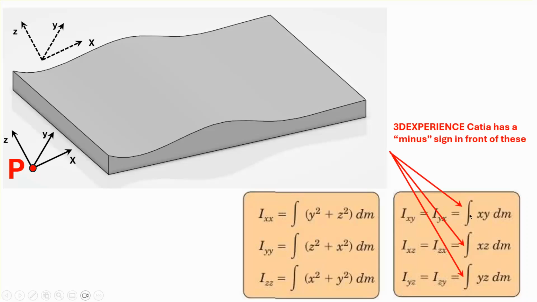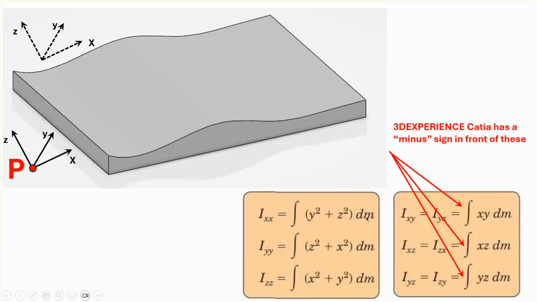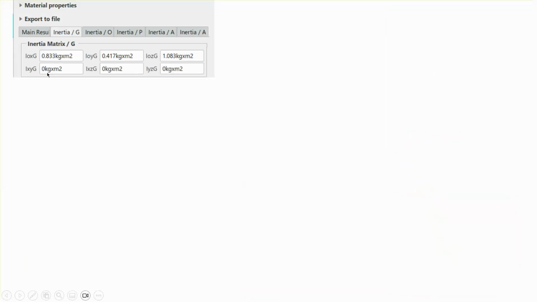Now, notice that in some textbooks, they put a minus sign here. Just be aware of the fact that in CATIA, that's how the product of inertia is defined. Okay. So once you define a density on that part, obviously you need the mass. Notice here, these are dm. That means you have to know the mass of things, you have to know the density of things. So first of all, main result, I already told you that it just gives you area, volume, mass, etc.